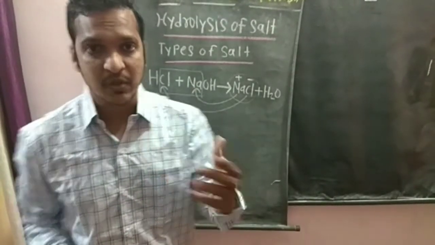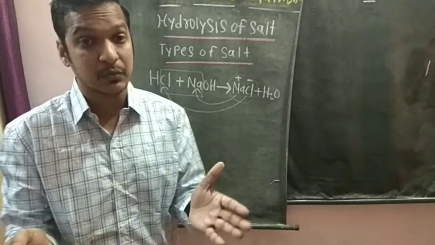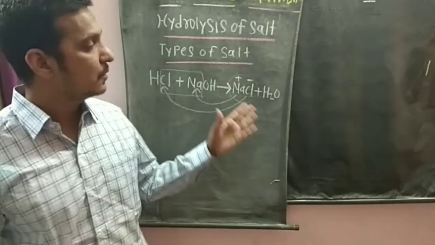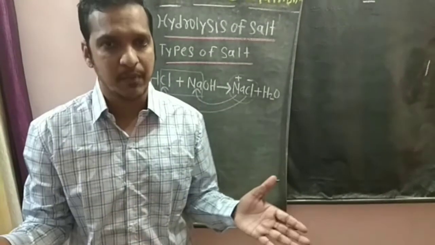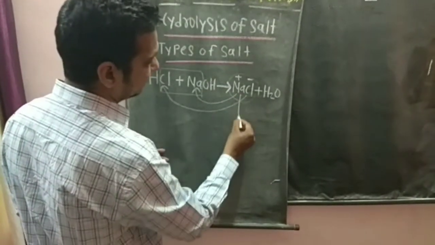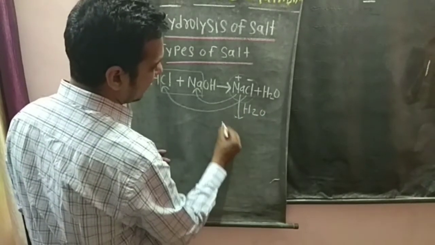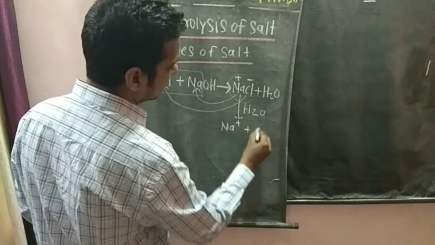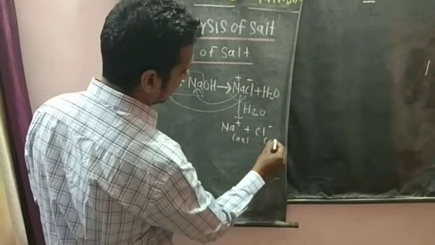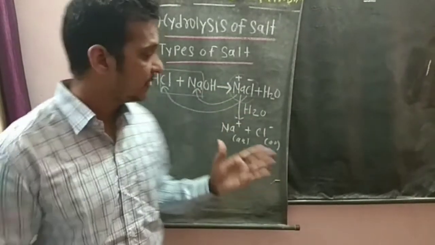Now when you dissolve sodium chloride salt in water, water can break the NaCl salt into ions, Na plus and Cl minus. So when NaCl is dissolved in water, H2O, that gives us two ions, Na plus and Cl minus, aqueous.